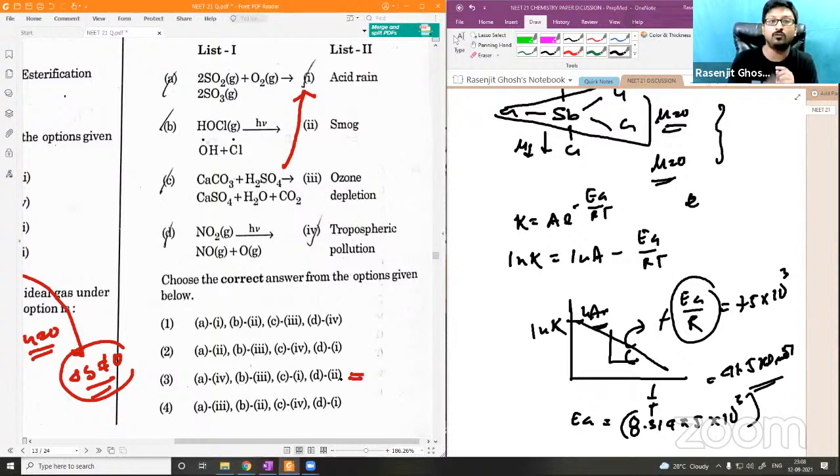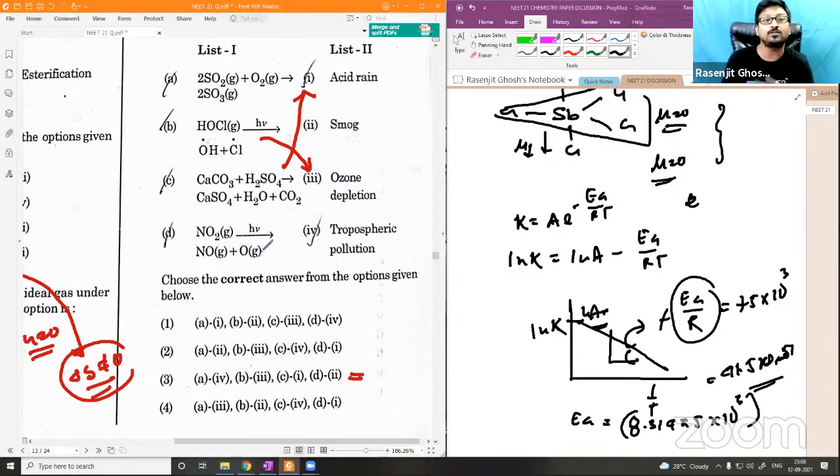Let's correct another one. Option number B. If you can see, in option B they are forming a radical. And when they are forming a radical, definitely this is going to the ozone layer, that will go to ozone layer depletion. So B will be option 3.